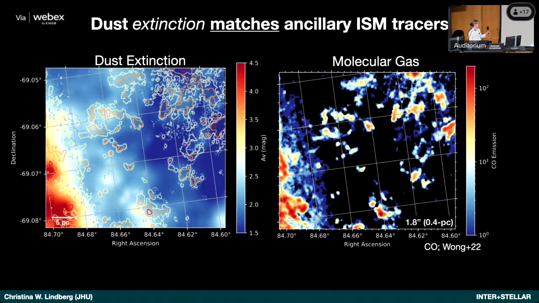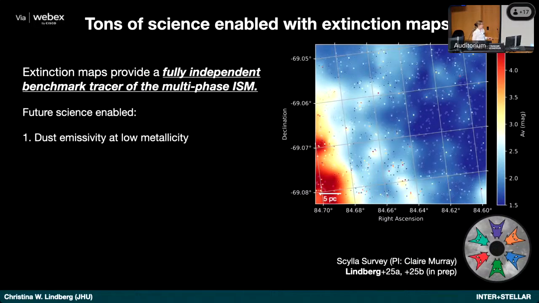But this is very useful because we have an underlying tracer of both the molecular gas and how that flows into the atomic gas. And so we can get a constraint on the fraction of molecular gas that might not actually be traced by CO in this sort of environment. And so there's going to be a ton.